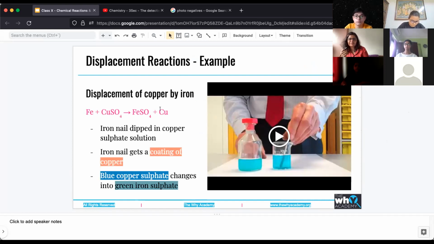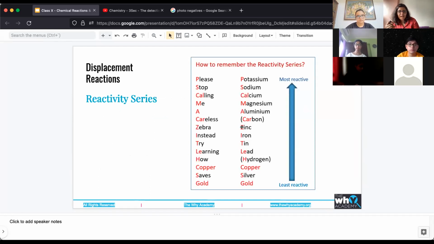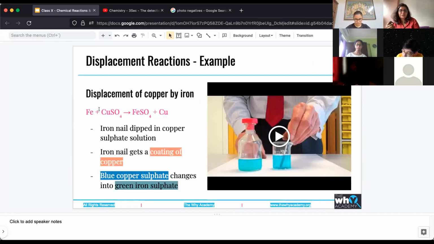Yes, Rija, was that from before or do you have a question? From before, okay. So the reaction happens because, again, if you look at the reactivity series, iron is above, copper is below. So iron is capable of kicking copper out from its salt. So iron displaces copper. So you get copper metal and the solution becomes iron sulfate solution.